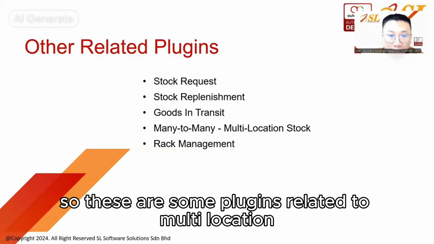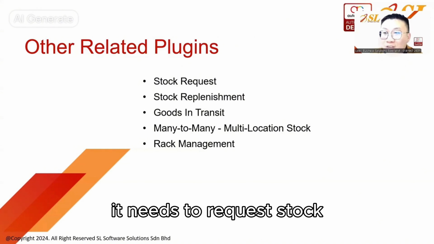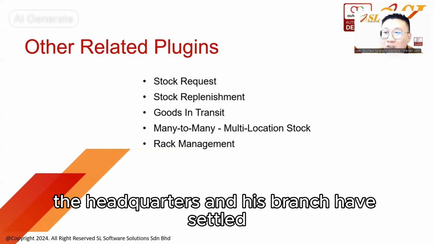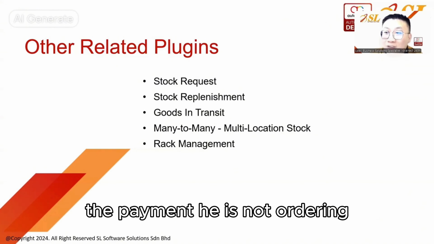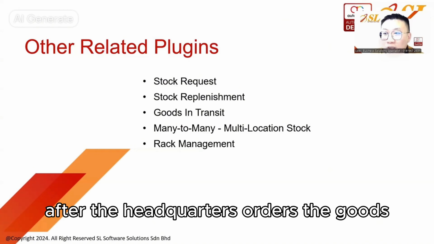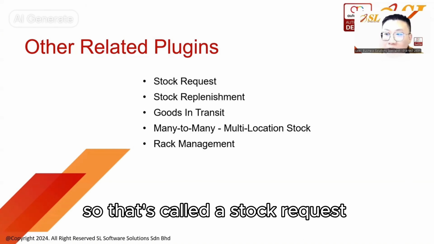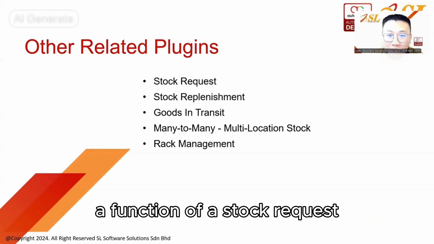So these are some plugins related to multi-location stock, including stock request. Stock request is when your branch runs out of stock. It needs to request stock. He has a request. The headquarters and his branch have settled the payment. He is not ordering. All orders are placed by the head office. After the headquarters orders the goods, they are then distributed to other departments. So that's called the function of a stock request.